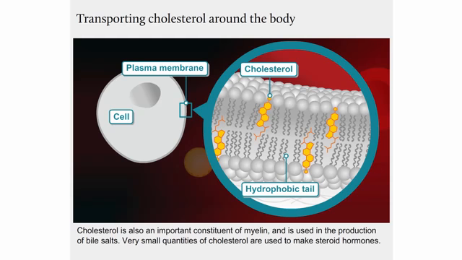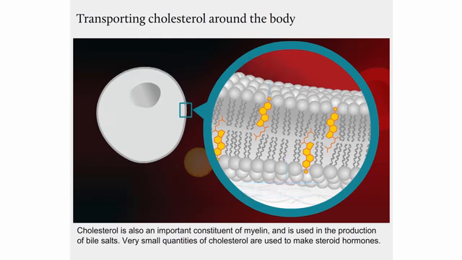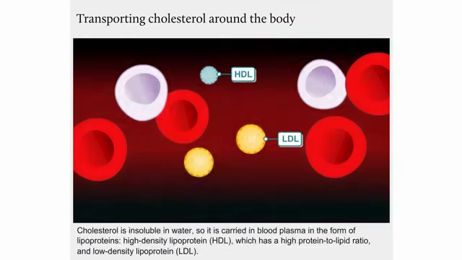Very small quantities of cholesterol are used to make steroid hormones. Cholesterol is insoluble in water, so it is carried in blood plasma in the form of lipoproteins. High-density lipoprotein, HDL, which has a high protein-to-lipid ratio, and low-density lipoprotein, LDL.